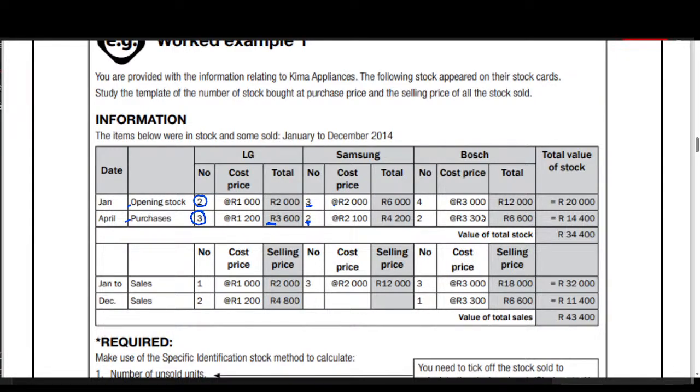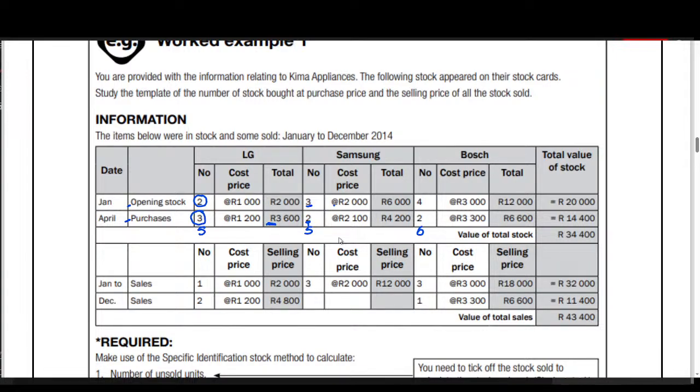Meaning that these items, how many items do we have? We have 5 LG, 5 Samsung, and we have 6 Bosch. Meaning that we have 16 items available to be sold. That's our information. That's what I have analyzed. You understand? So before we go to the questions, I'm not interested in the questions. I'm interested in understanding the given information.